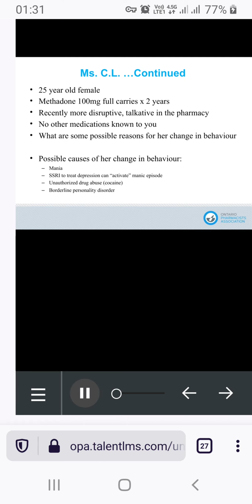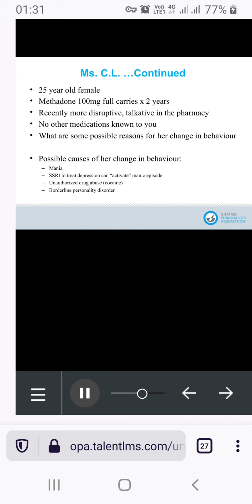A 25 year old female, on methadone 100 mg, full carries for 2 years. Recently she has been more disruptive and talkative in the pharmacy. No other medication known to you. What are some possible reasons for her change in behavior?